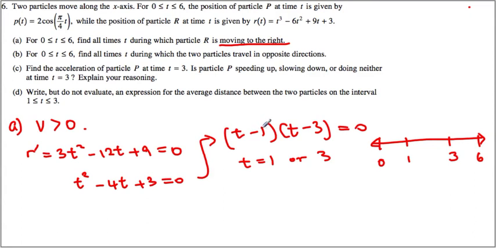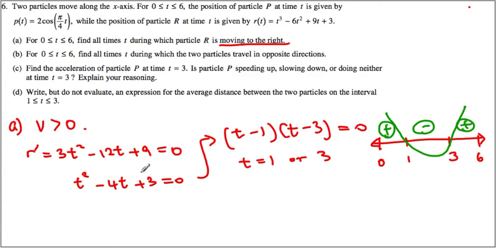Given that this portion is 0 and this portion is 6, which is the given interval, I'm looking at the portions where velocity is positive. Since this is a parabola with a positive leading coefficient, if I sketch it on the x-axis, the graph would look something like this. As you can see, I have positive, and the middle portion will be negative because it is below the x-axis. So these will be the signs of the velocity.